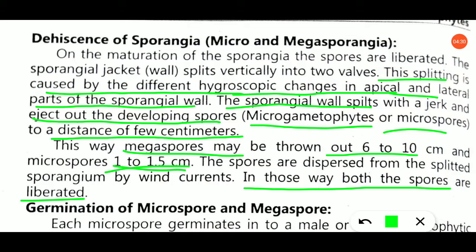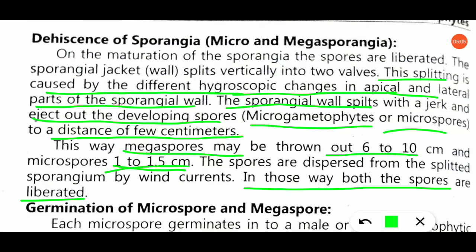The important thing is first the dehiscence of these sporangia, and this dehiscence is due to the hygroscopic change taking place in the lateral and apical cell wall of the sporangia. Due to these hygroscopic changes the sporangium dehisces, and the spores are liberated from the sporangia and land a few centimeters away.